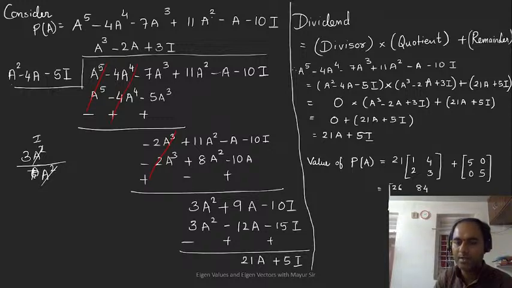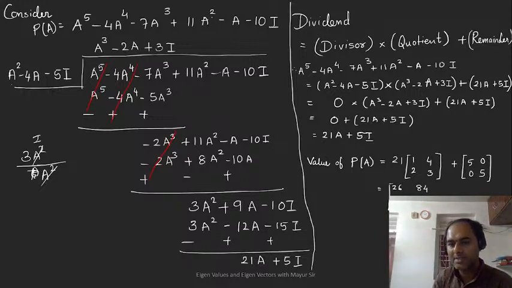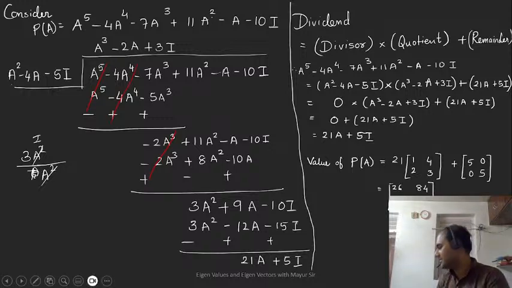84, and here it is 42, and here this will be 21 into 3 is 63 plus 5, so this is 68. This is the final answer.